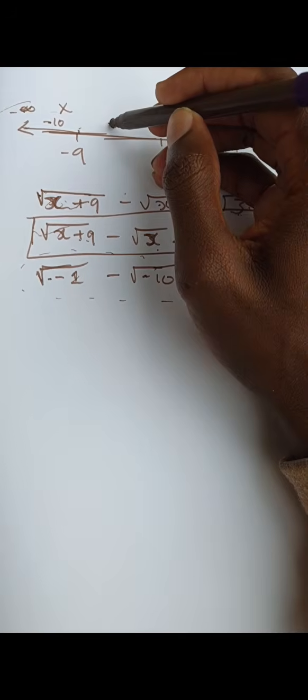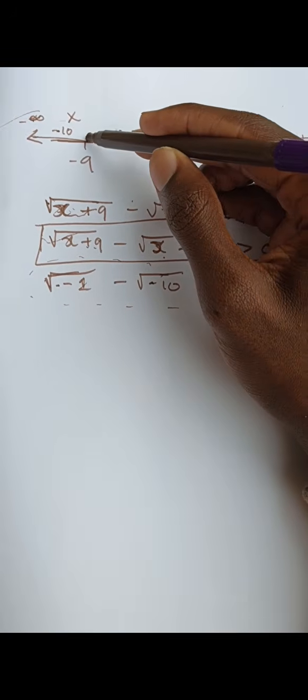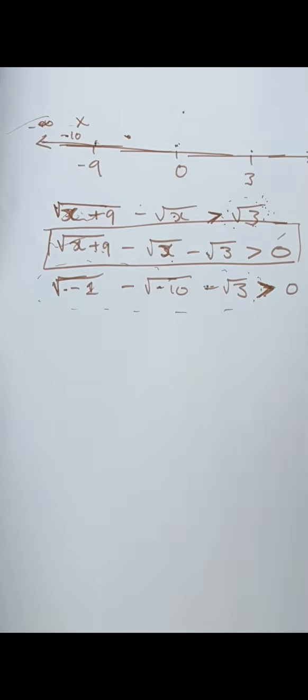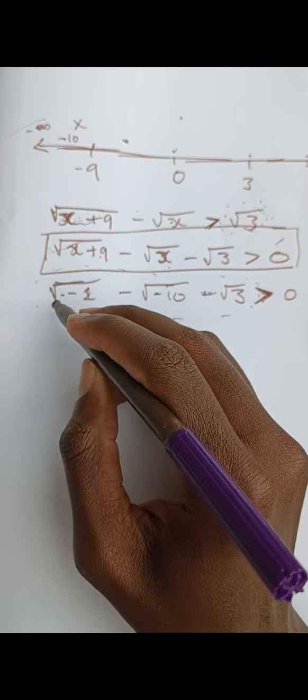So we go to the next region. Let's pick any value between negative 9 and 0. Let me pick negative 5. So I put negative 5 here.